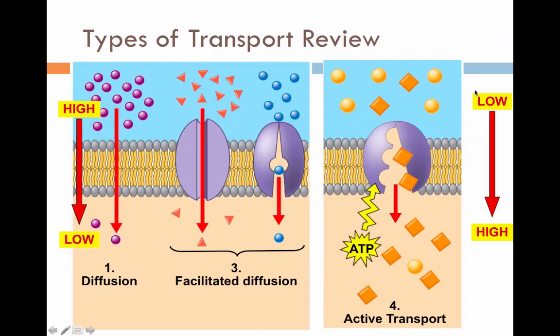Here's a nice summary of 3 out of the 4 types of molecule transport. This picture is not showing you osmosis. It's showing you diffusion, which is the first one we learned, high concentration to low concentration, no energy is required and no protein is required. Osmosis we skipped. Facilitated diffusion is the movement of molecules from a high concentration to a low concentration with the help of a protein. Active transport is the exact opposite. It goes from a low concentration to a high concentration with the use of ATP.